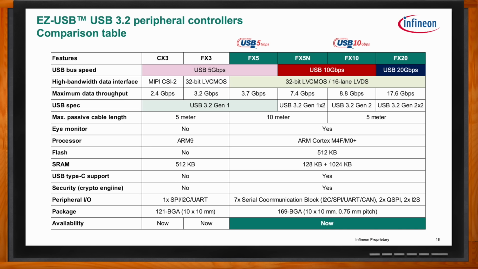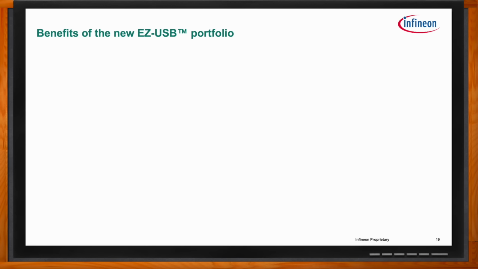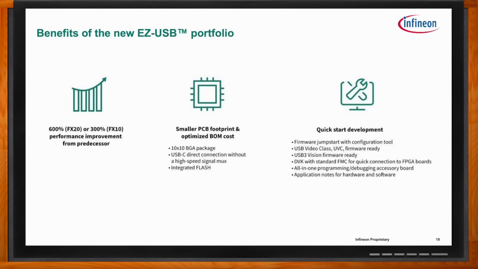Fantastic. So, Jimmy, what do you think are the biggest benefits of this portfolio? Number one is definitely the performance, right? That's what people will need for their new application. For FX20, you get up to 600% improvement from the FX3. With FX10, you get up to 300% performance improvement.